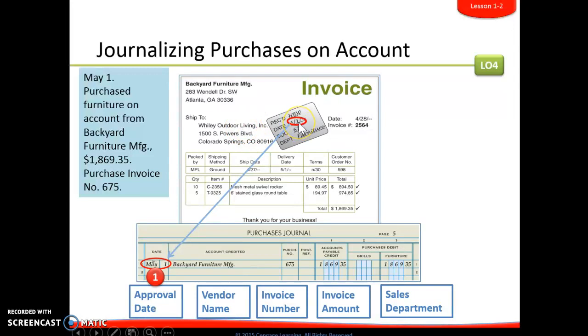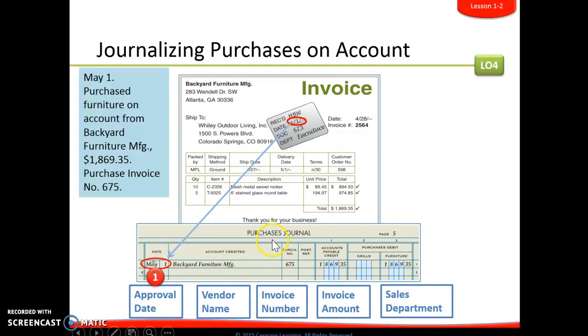Notice the date that they received it is what we're going to put into our purchases journal. Okay? It says May 1st, we purchased furniture on account from Backyard Furniture Manufacturing, $1,869.35. Purchase invoice number 675. Now, we've done buying merchandise on account before, so this isn't anything new.